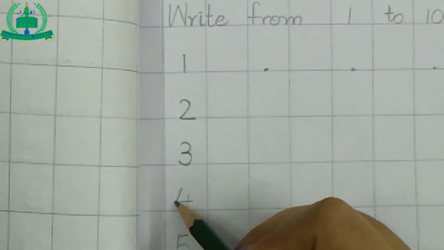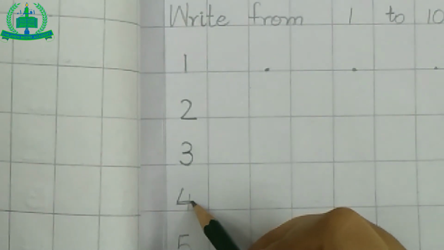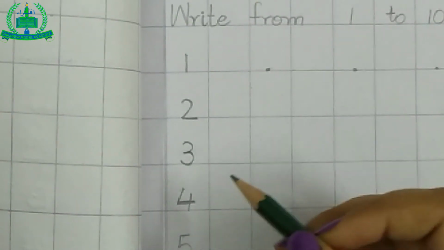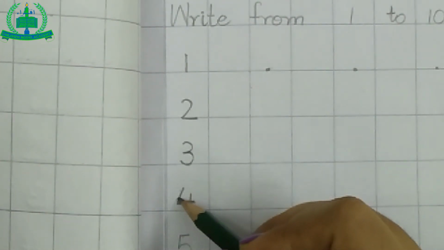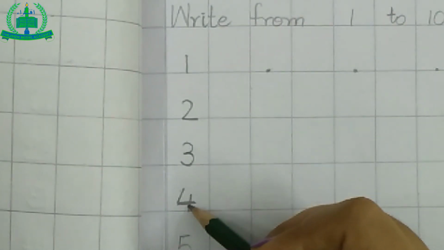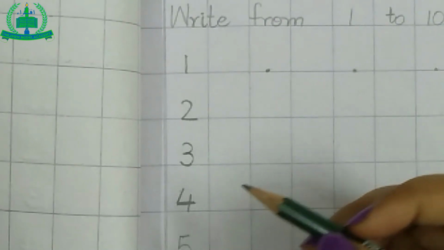A slanting line, slipping line and a straight line makes 4.